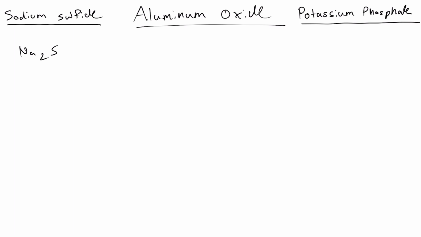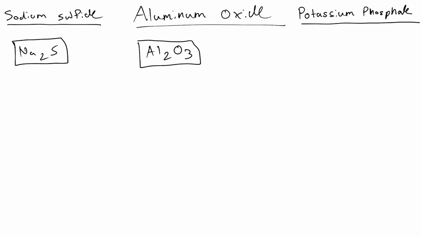and that's because Na2S, yes, for sodium sulfide, and that's because sulfur has a 2- charge and sodium has a +1 charge. And then for aluminum oxide, the answer will be Al2O3. And that's because oxygen has a 2- charge and aluminum has a 3+ charge. And then for potassium phosphate, the answer is K3PO4. So we only have 1 phosphate.